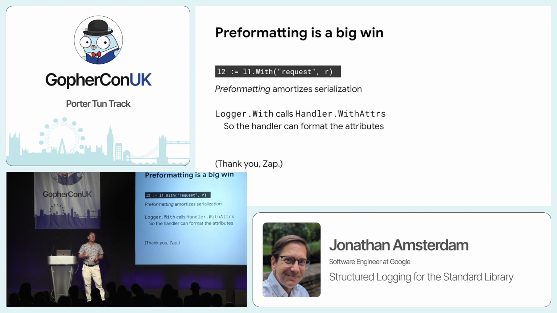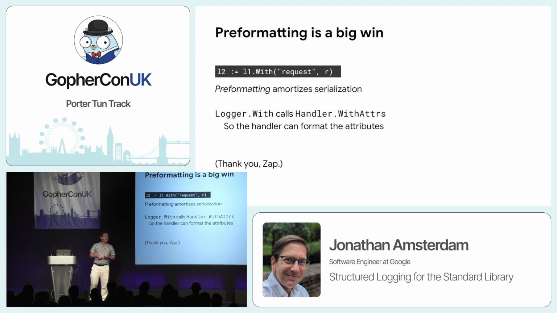call handler.WithAttrs, because the logger digests it into these attrs. And then the handler can do whatever it wants with that. It can just save them for later if it wants to. That's the simple thing to do. Or it can actually take those attributes and turn them into a byte slice so that it can just concatenate that into the final result. And that can be a big win if, say, you need to do a complicated JSON serialization of some struct or something like that.